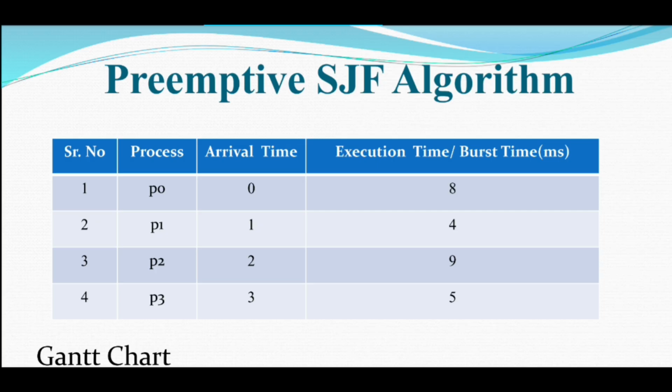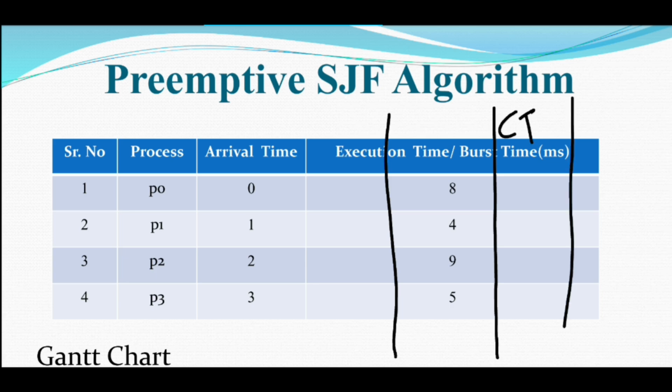Here is separate arrival time. Okay, I am making 3 rows here. One is for waiting time, another one for completion time, and another one for turnaround time. Okay, waiting time and that is for turnaround time.